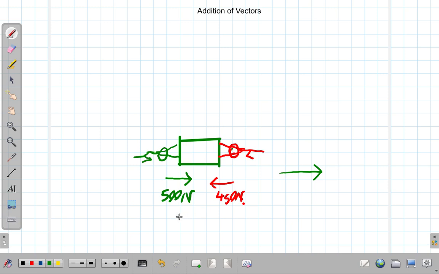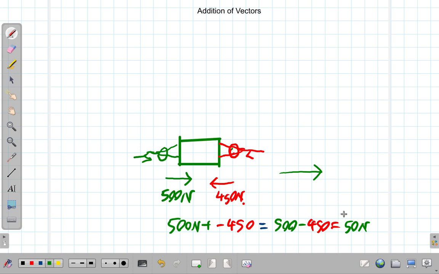But guess what now? If you consider 500 newtons to the right as positive, that's 500 newtons, plus, and then the 450 as negative, 450 newtons, then the answer you get here will be 500 minus 450, 500 minus 450, which will be equal to 50 newtons.